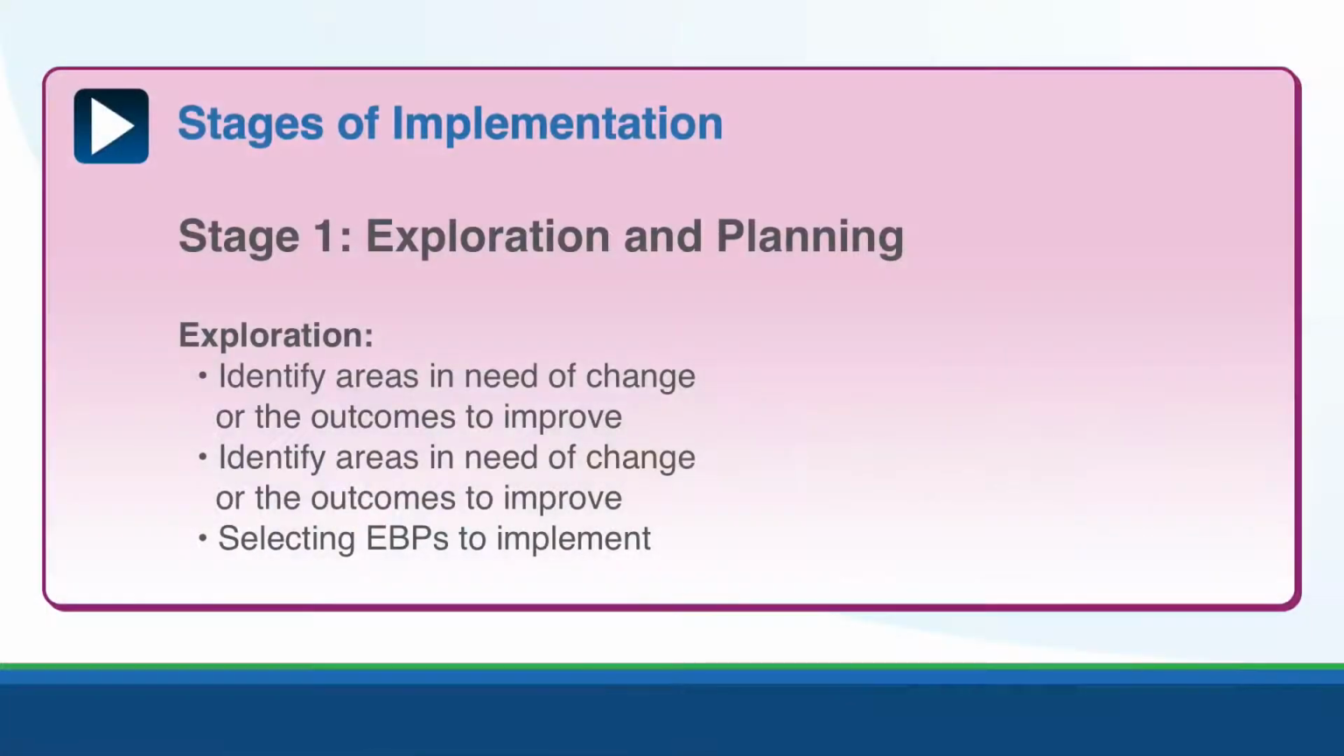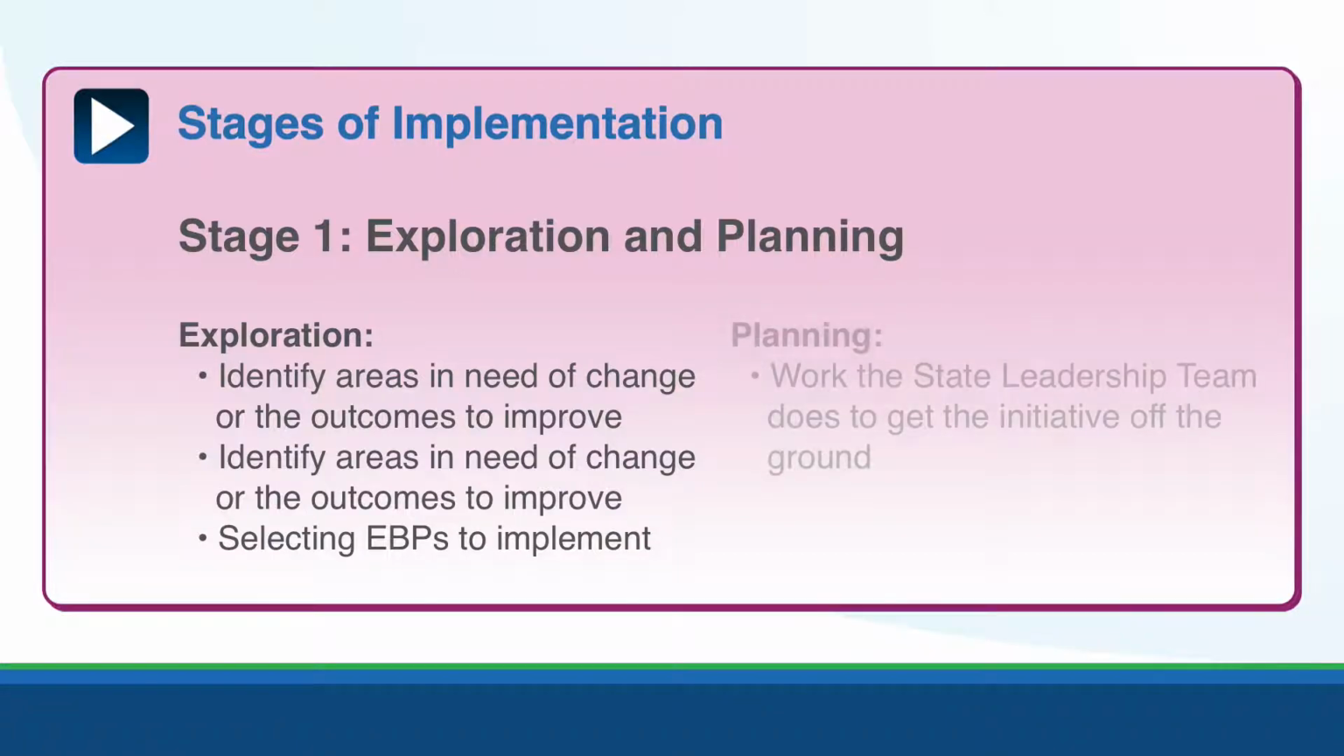Now that you've seen the 4 essential support structures, let's look at the 4 implementation stages your work is likely to go through. The first stage is exploration and planning. Exploration refers to identifying areas in need of change or the child or family outcomes to improve, as well as the evidence-based practices you're going to use. Planning refers to the work the state leadership team does to get the initiative off the ground.